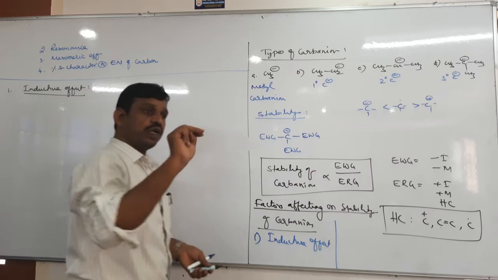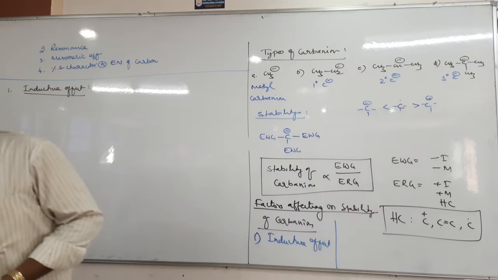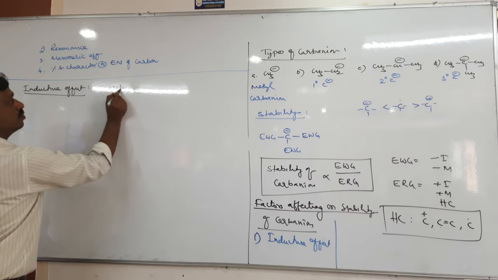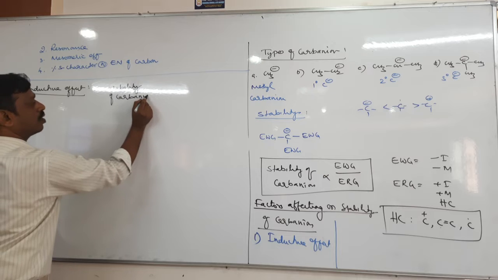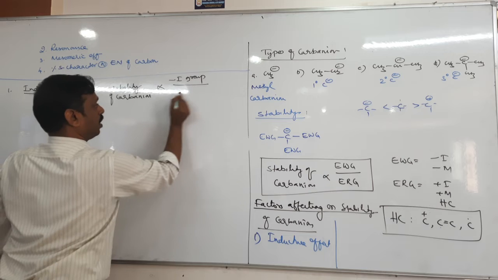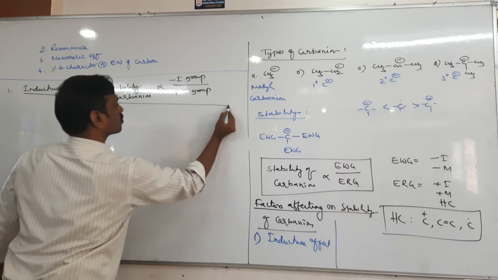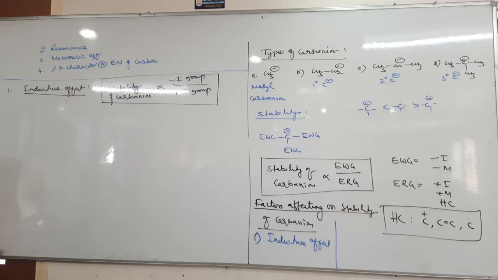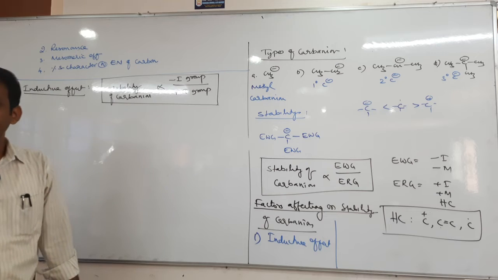So what is the relation between stability of carbanion and inductive effect? In inductive effect there are two types, plus I and minus I. Tell me, which effect stabilizes the carbanion? Minus I. It means the stability of carbanion is directly proportional to minus I group and inversely proportional to plus I group. So what are the minus I groups?